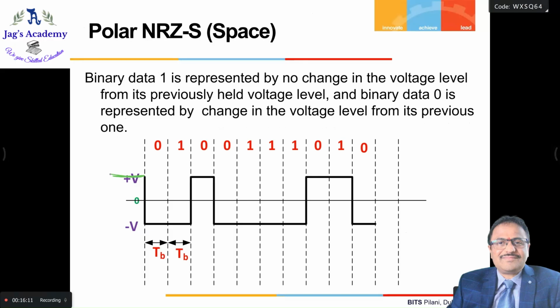In the previous example, what will be the previous level? 0 only, because 0 means there is no change. Here 1, here 0, there is a change. 1, there is no change in the level. 0, there is a change in the level. 0, there is a change. 1, no change. 1, no change. Again 1, no change. And 0, there is a change. 1, no change. 0, there is a change in the level.